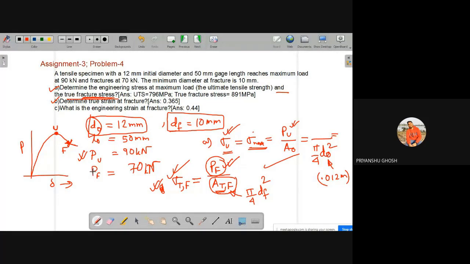DO and DF, those are given. In the first line it is given: the tensile specimen with a 12 millimeter initial diameter. That is the initial diameter, DO. DO is our initial and DF is final. Okay.